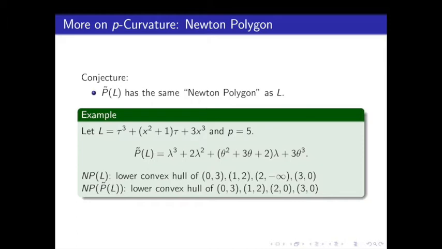Okay, so let's see an example. This is a randomly generated operator L, and I set p equals 5. And its p-curvature is this, lambda cubed plus 2 lambda squared plus this stuff. And the Newton polygon of L is the lower convex hull of these points. And the Newton polygon of the non-monic p-curvature is the lower convex hull of these points. They turned out to be the same thing.